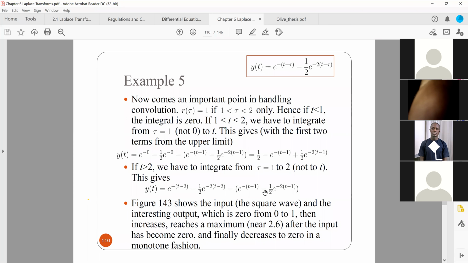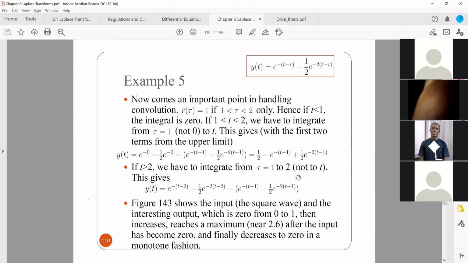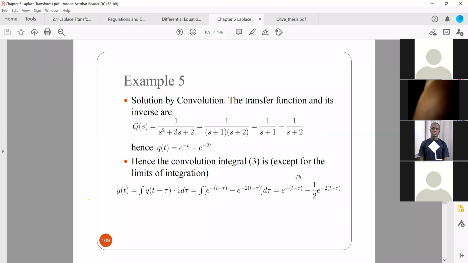So now, again, the limits come in. We've gotten this expression from our convolution. But now we need to figure out what the values of y(t) are for the different intervals. So for t less than 1, like we said, everything will be 0. When t is between 1 and 2, we need to go in and substitute those values in here.